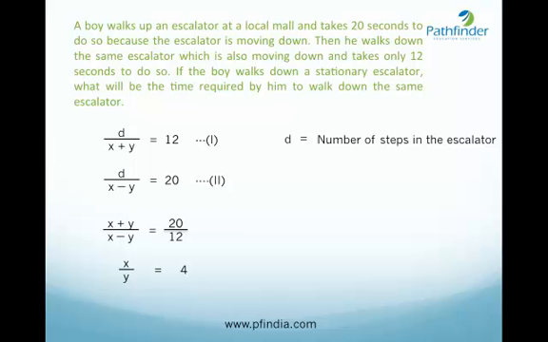Once we get the value of x upon y as 4, substitute the value of y as x upon 4 in any of the above equations 1 or equation 2. I do it for equation number 1. So d upon x plus x by 4 must be equal to 12. And if you simplify this, you'll get the value of d by x as 15 seconds. Therefore, this boy will take 15 seconds in walking up or down an escalator which is not moving at all.